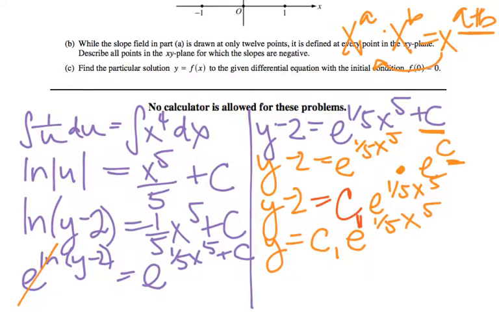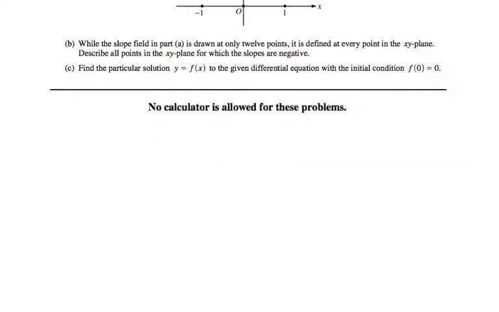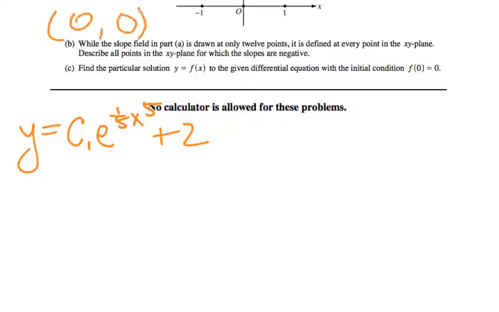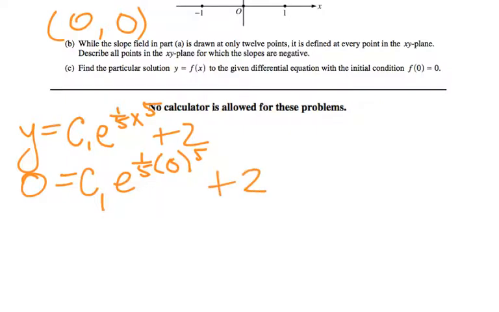Now I need to solve for my constant, and I'm going to have to use my initial condition here, f of 0 equals 0. So I'm going to clear the page again so we have room to work. So we said we had this equation, and now we're going to plug in the point (0, 0). So y equals 0, and our x value is 0. Raised to the 5th, 1/5 of 0 to the 5th will be 0.